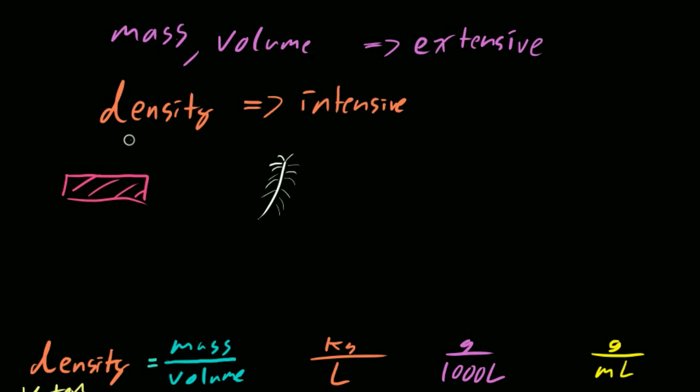Pretty much, it doesn't matter how much stuff we're looking at, because remember, density, D for density, is going to be equal to some amount of mass divided by some amount of volume. So if I say, okay, I want to figure out the density of this brick, do I have to take this entire brick and figure out what the density is?